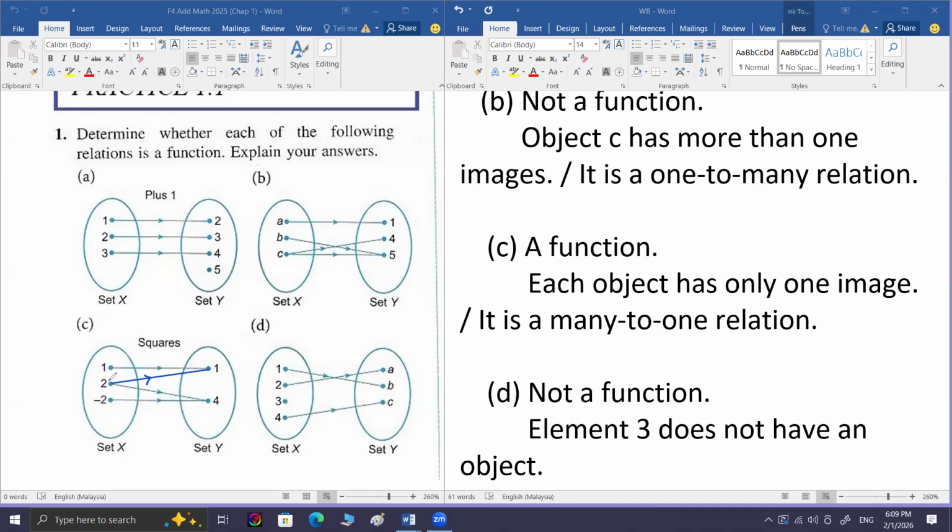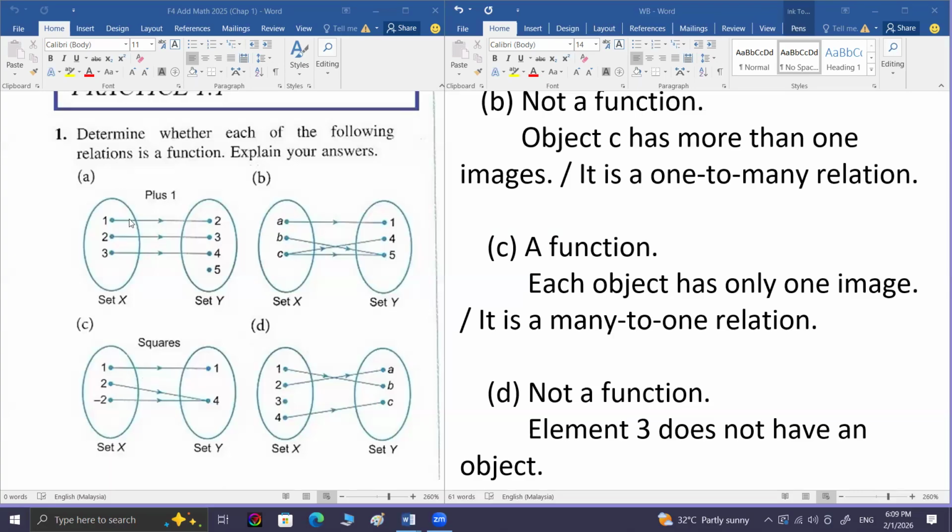Or you can explain that element 2 has more than one image. You can explain like this. Okay, any question for those of you that join online, you can ask me if you can't follow, yeah? Okay, next we go to question 2.